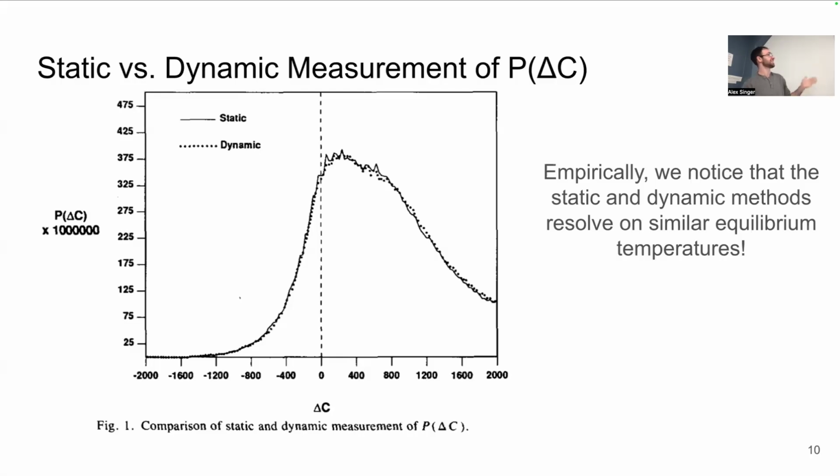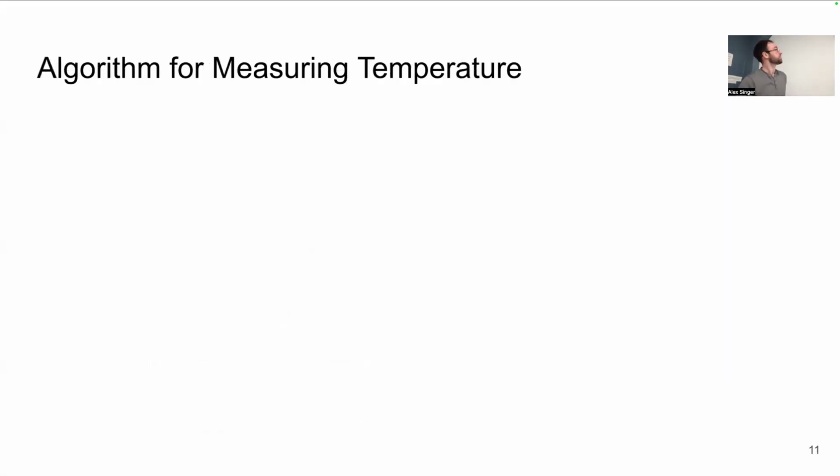Empirically, we notice the static and dynamic methods resolve on similar equilibrium temperatures. And as such, we can use the cheaper static method to actually compute the probability of delta C. And we're going to do that in our final algorithm to actually get this to work. Is this clear, static versus dynamic, and how they're basically the same? Perfect.